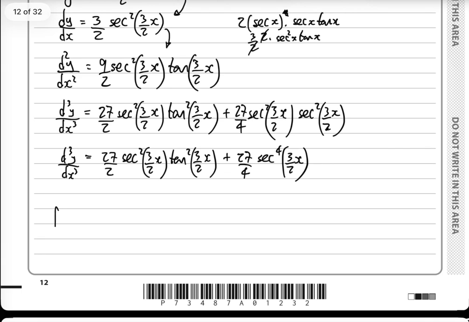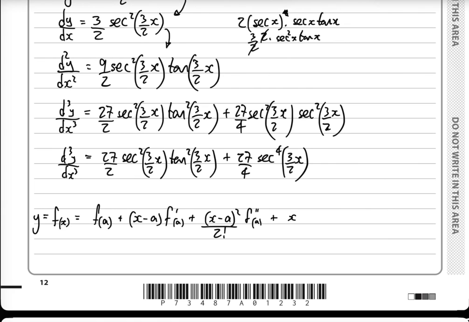So Taylor's, let's take a little while there. Taylor's about pi by 6 is evaluated at pi by 6. And then all of the others as well. Like so, where a is equal to pi by 6.